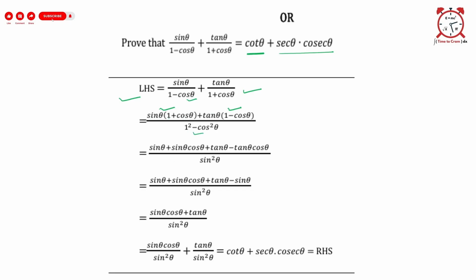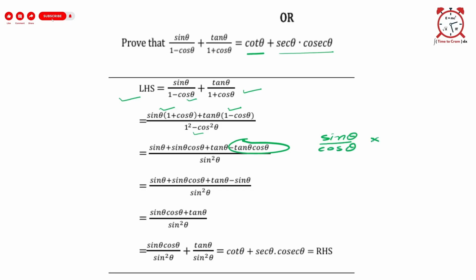Now simplifying, multiply sin theta with 1 plus cos theta and tan theta with 1 minus cos theta. So we will get sin theta plus sin theta cos theta plus tan theta minus tan theta cos theta. Here again you can see that for this term the simplification is tan theta equal to sin theta upon cos theta.